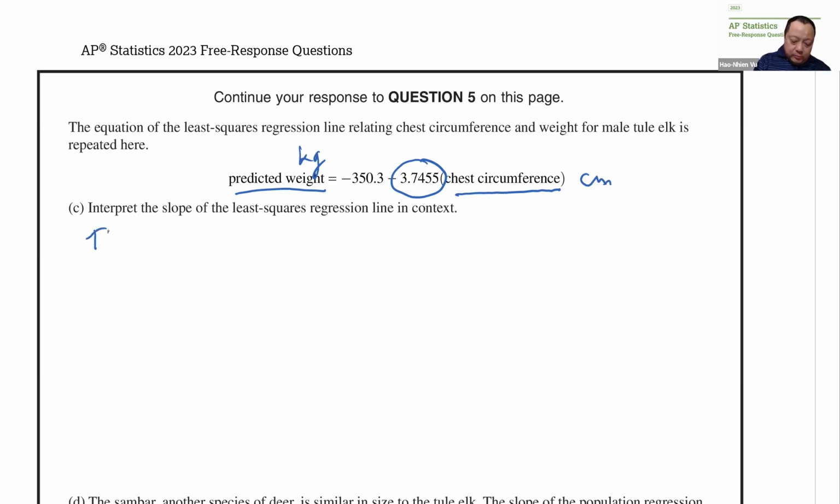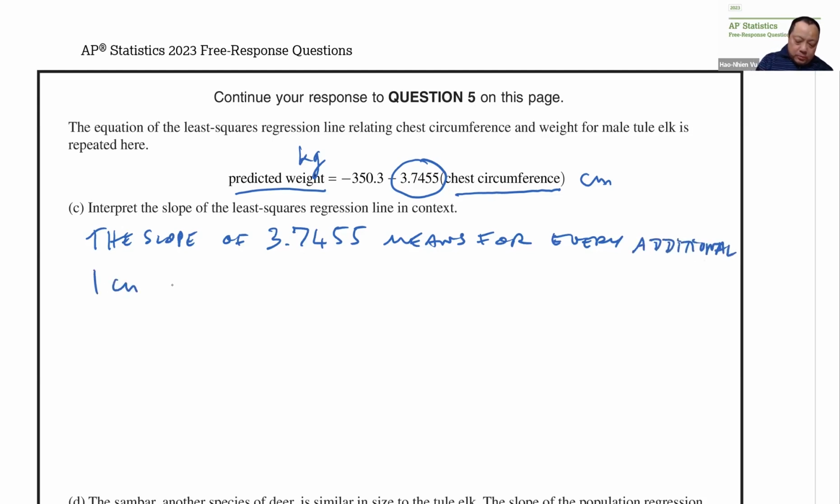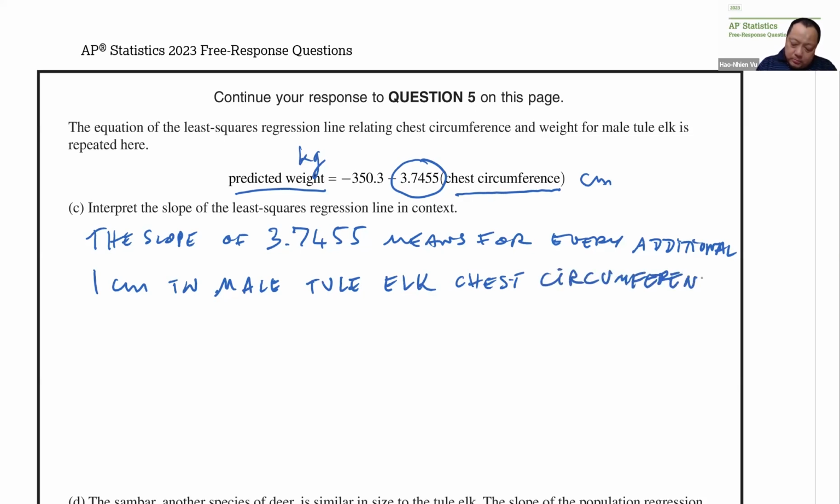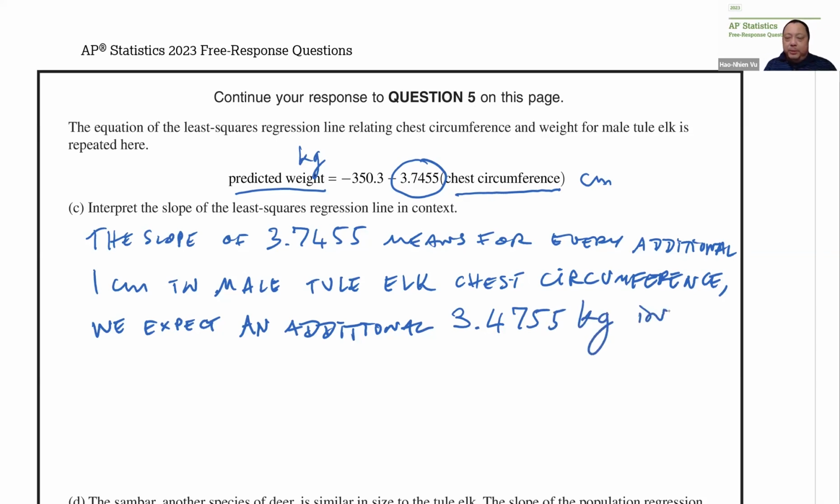Let's write it. For every extra or additional centimeter in male Tule elk chest circumference, we expect an additional 3.4755 kilograms in predicted weight.